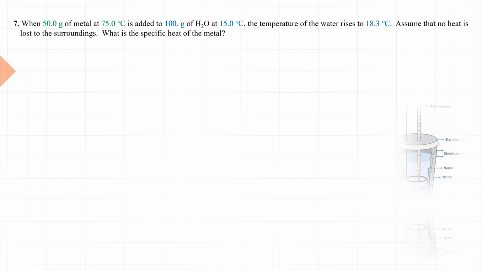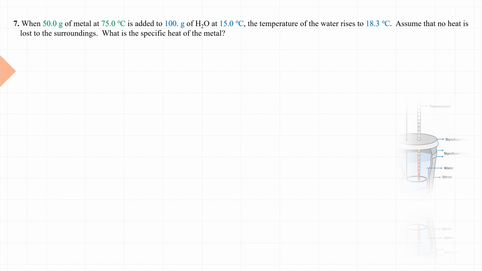Last question, question number 7. When 50 grams of metal at 75 degrees Celsius is added to 100 grams of water at 15.0 degrees Celsius, the temperature of the water rises to 18.3 degrees Celsius. Assume that no heat is lost to the surroundings. That means this is considered an isolated system. What is the specific heat of the metal?